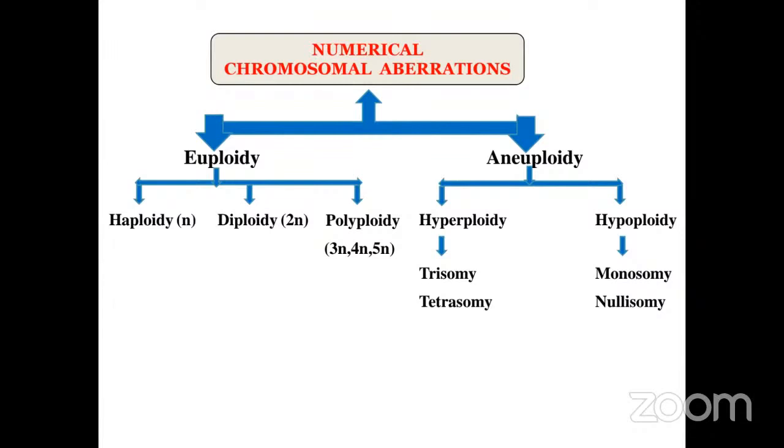What are the examples of hyperploidy? It is trisomy, tetrasomy. Whereas hypoploidy has examples like monosomy and nullisomy. Okay, so we'll look at what these aneuploidies are.